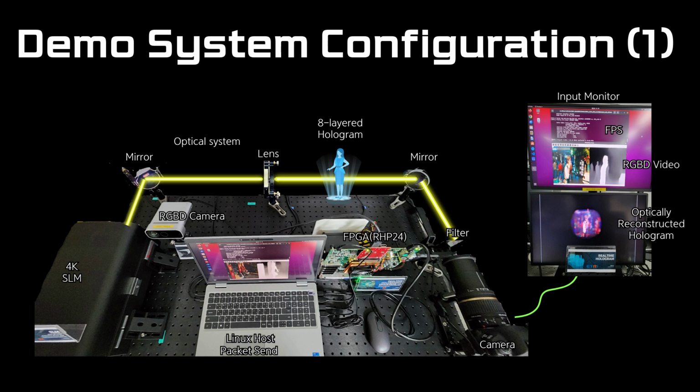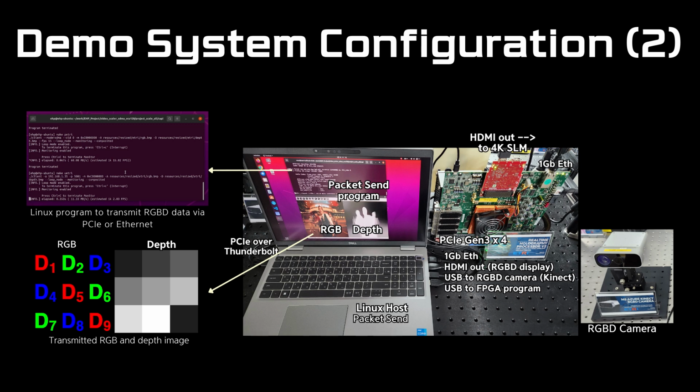The optical system consists of mirrors and lenses. An 8-layer hologram image is formed behind the lens. The video from the hologram camera can be viewed on the monitor. The packet transmission program includes RGBD packet transmission and FPS monitor, RGB image, and depth image.